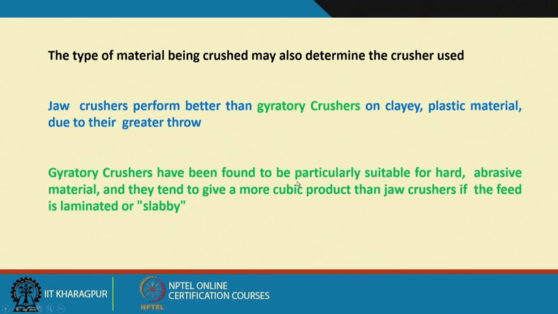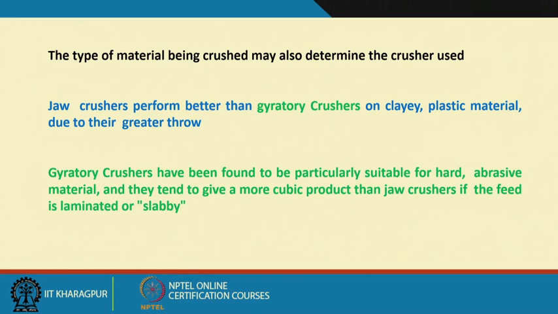Gyratory crushers have been found to be particularly suitable for hard abrasive material. As I said, it does not have a toggle, so it does not induce any strain on your toggle. It is a continuous operation, and you are continuously squeezing it, you are not withdrawing your forces as you have observed in a jaw crusher. They also tend to give a more cubic product than jaw crushers if the feed is laminated or slabby.